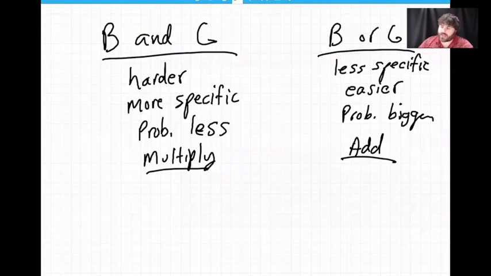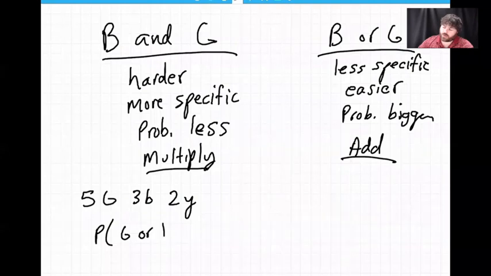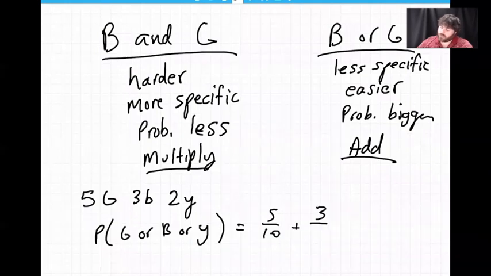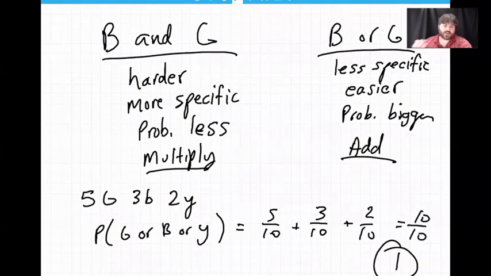All right, so that same example, right, we had 5 green, 3 blue, and 2 yellow candies. What's the probability of green or blue or yellow? Well, green would be 5/10. Or means plus. Blue would be 3/10. Yellow would be 2/10. If you add those up, you get 10/10. You get probability 1. That means it's going to happen.